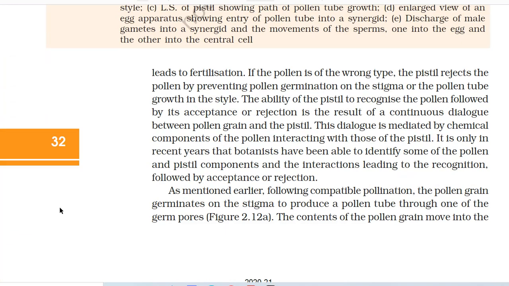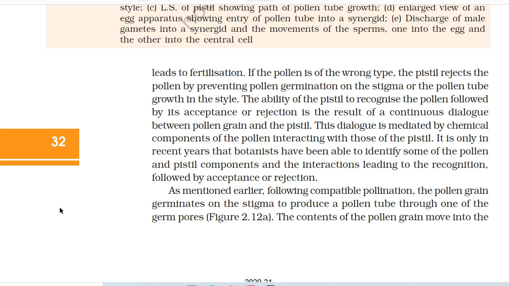If the pollen is of the wrong type, the pistil rejects the pollen by preventing pollen germination on the stigma or the pollen tube growth in the style. The ability of the pistil to recognize the pollen, followed by its acceptance or rejection, is the result of a continuous dialogue between pollen grain and the pistil. This dialogue is mediated by chemical components of the pollen interacting with those of the pistil. It is only in recent years that botanists have been able to identify some of the pollen and pistil components and the interactions leading to the recognition followed by acceptance or rejection.